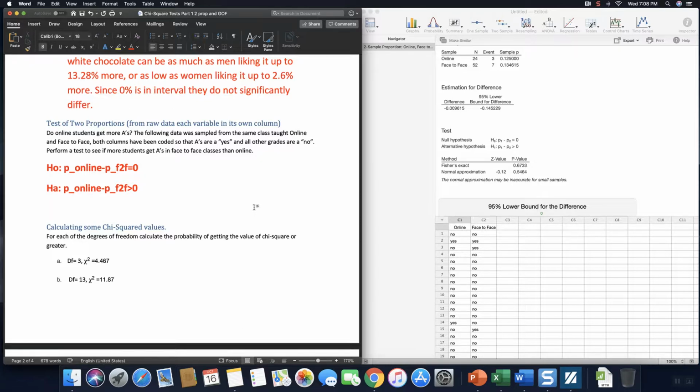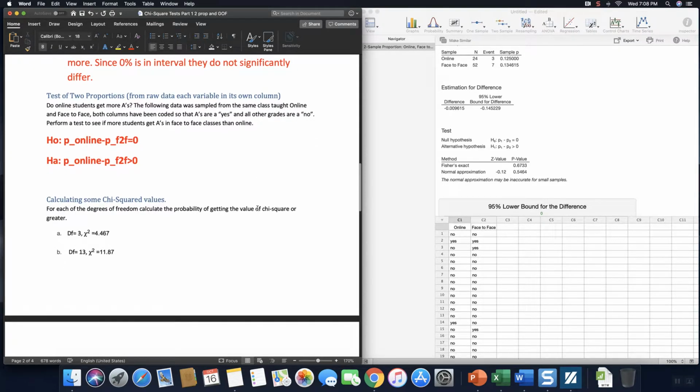So I'm only looking at A's here. If you wanted to ask this same question about B's, C's, D's, and F's, that would be the test for homogeneity, which checks to see if the proportions are the same amongst multiple groups. So, things to look forward to. We're doing that with the chi-squareds later.